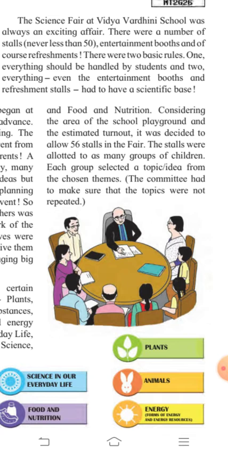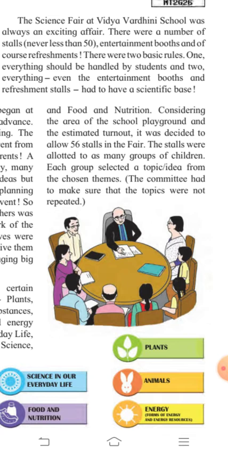So that is estimated. Estimated turnout: according to the size area of the school playground, it was decided that around 56 stalls may be there in the fair. Okay, how many? 56. Here it is mentioned, in the first paragraph itself, that when this school was arranging the science fair, the stalls put up were never less than 50. So here you can see the number 56 stalls. They had decided to put around 56 stalls in the fair.